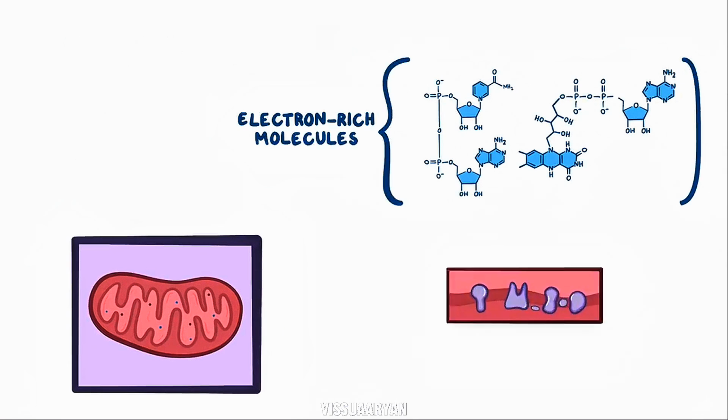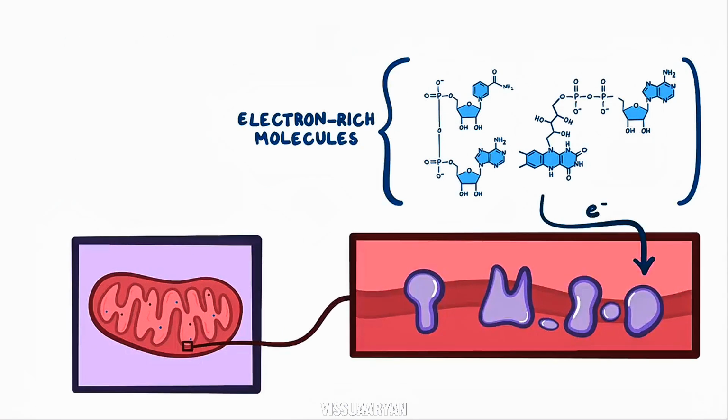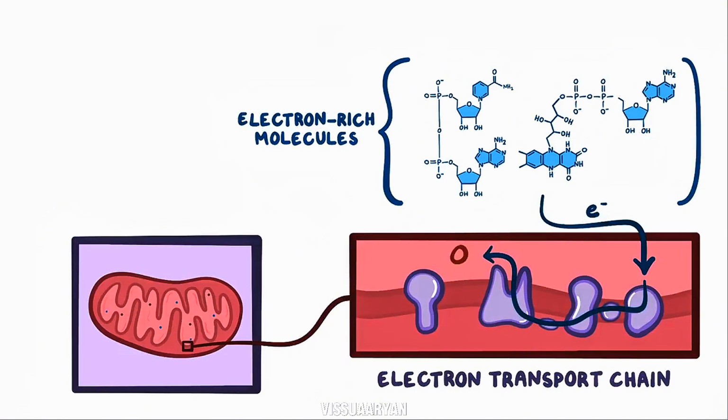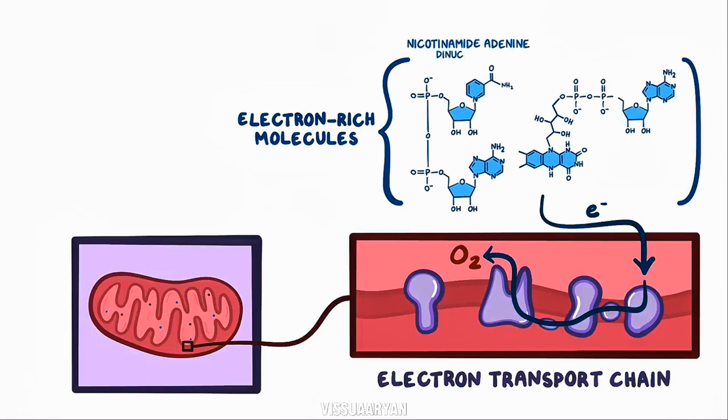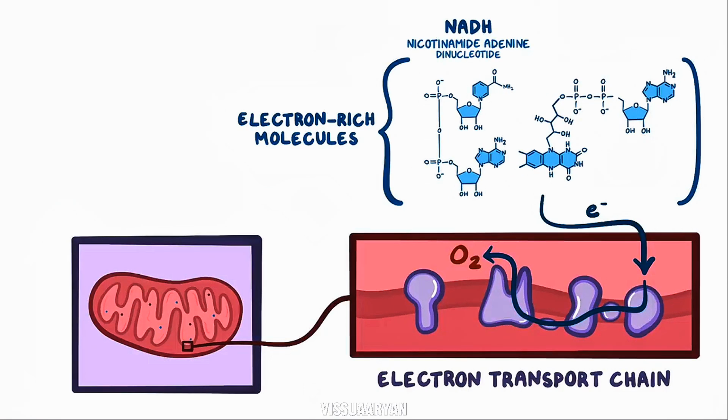Now, to create electricity, electron-rich molecules have to deliver electrons to a chain of complexes, called the electron transport chain, which move them to a final acceptor, a molecule of oxygen. And there are two electron donor molecules, nicotinamide adenine dinucleotide, or NADH, and flavin adenine dinucleotide, or FADH2.